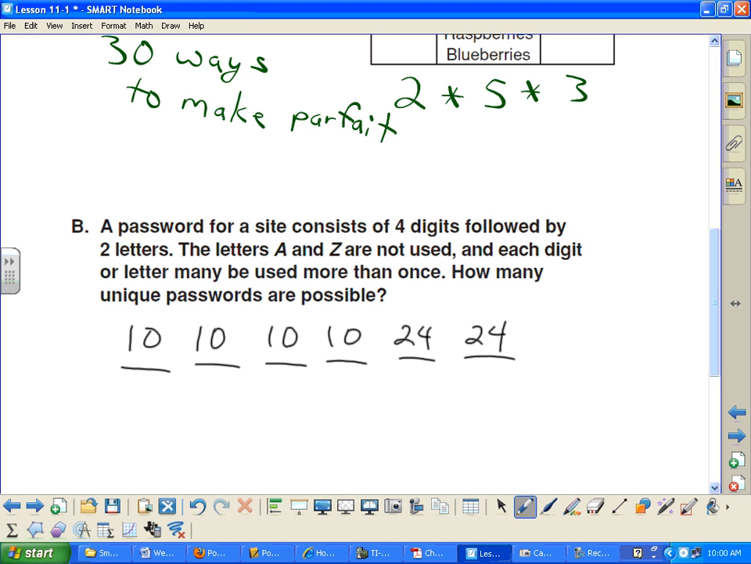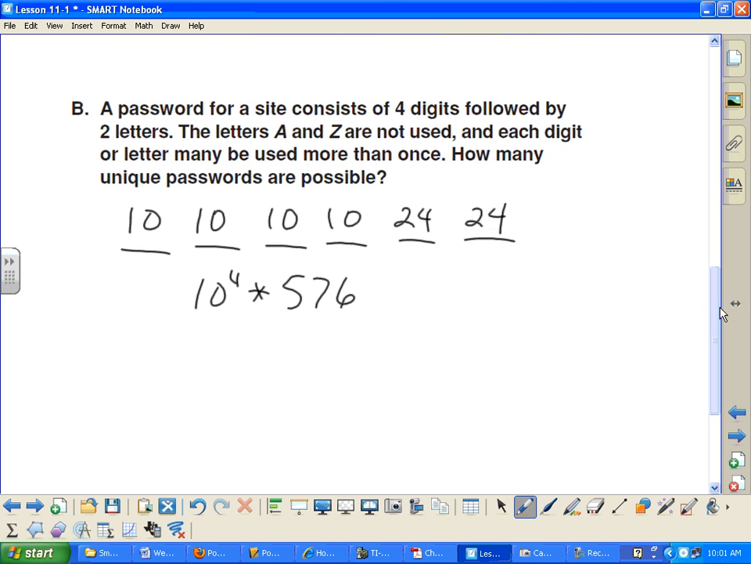And this is a fundamental counting principle problem, and all we do then is multiply them. So we get 10 to the fourth power times, what's 24 times 24? Anybody know? Top of your head? It's 576, right? You knew that, didn't you, Matt? All right, so then we just multiply them together, so we got 4 zeros in. So 5,760,000 passwords.